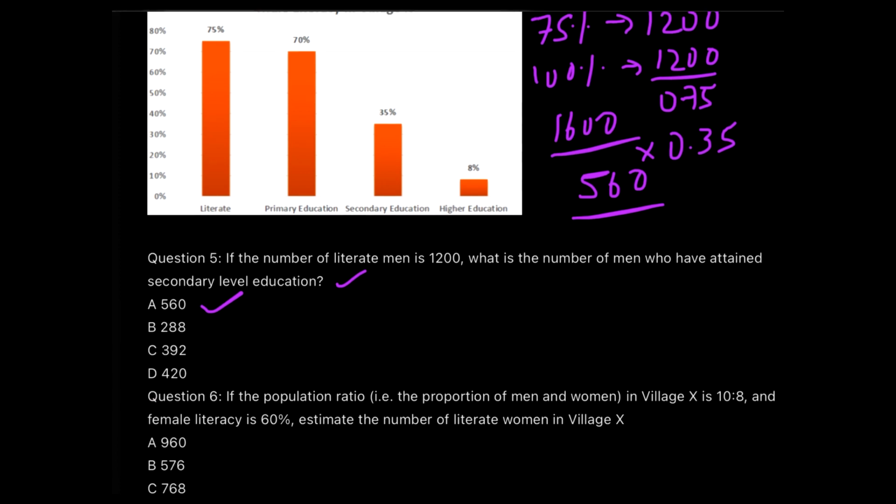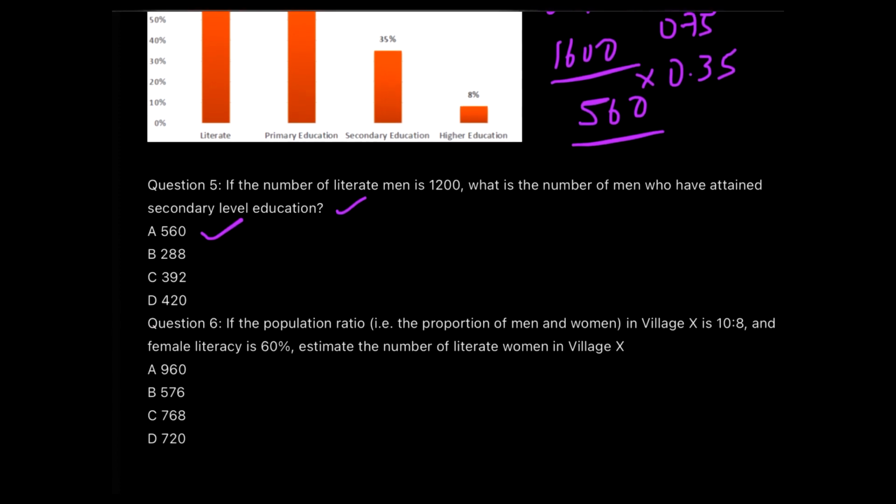And the same question goes down to question number 6, where the population ratio is given as 10 is to 8 for men is to women, and the women literacy rate is 60%, you have to estimate the number of literate women in village X. Now how will we do that? First, we know that village X has 1600 men in it. Am I right? Yes. So if I apply my rules of proportion and ratio, I know that 10x plus 8x is equal to the total population. And out of it, this 10x is equal to 1600 men. So x will be equal to 160. Am I right? Because I'll divide 1600 by 10.